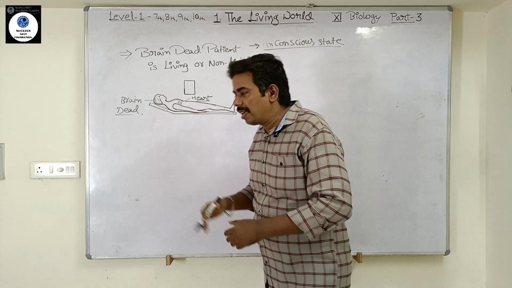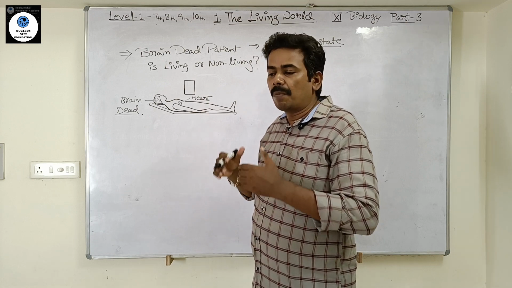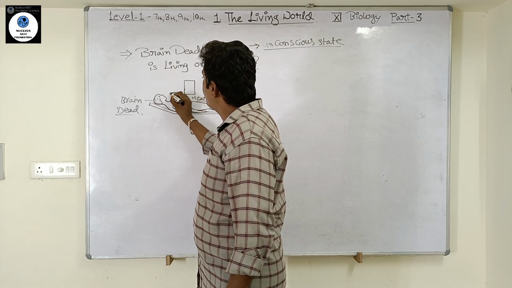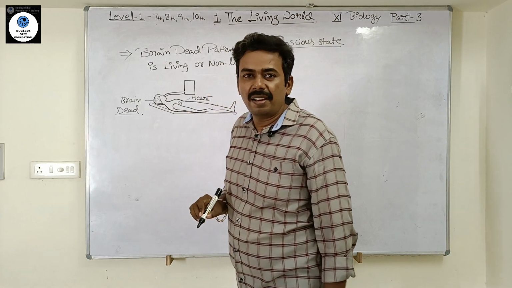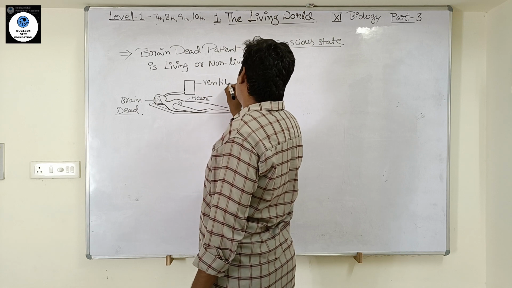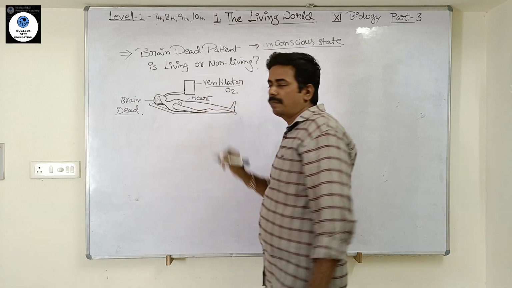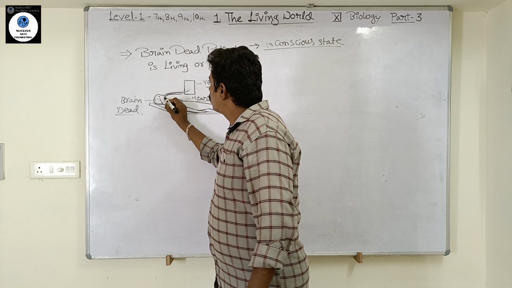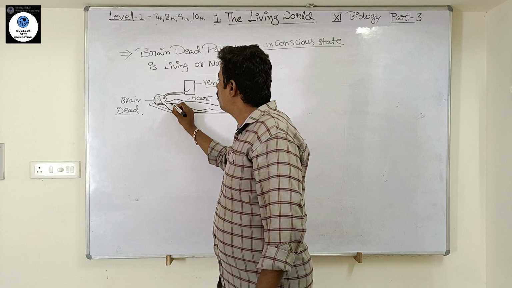In order to keep the other organs in a living condition temporarily for some more time, the doctors attach a device called a ventilator. What will this device do? The ventilator will provide oxygen to this brain dead patient. When the oxygen is passed through the mouth, it enters the windpipe and is delivered into the lungs.